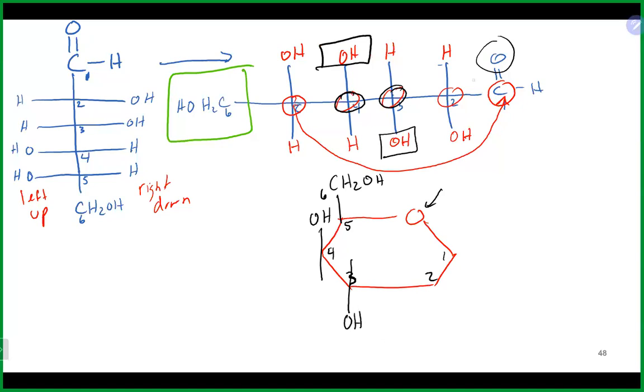We would then go to carbon number 2. And we see our OH group here is down as well, which means we would then draw an OH group coming on the downward cycle here. Any questions on that there?